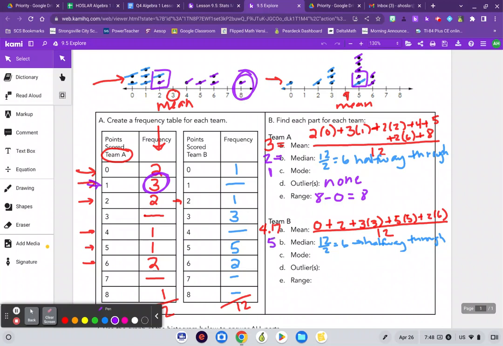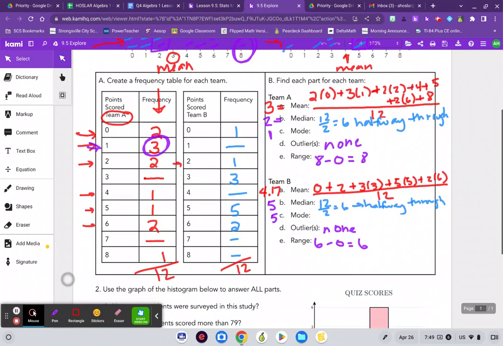The mode is also 5. Again, I would say that there are no outliers here. 0 feels, I guess, a little far away, but it's not that far away from 2. Nothing crazy like we've seen in the other examples. And my range would be the max minus the min, which is 6. Okay, so just some practice creating this frequency table, just some practice finding these measures of center and other statistical values such as outlier and range.